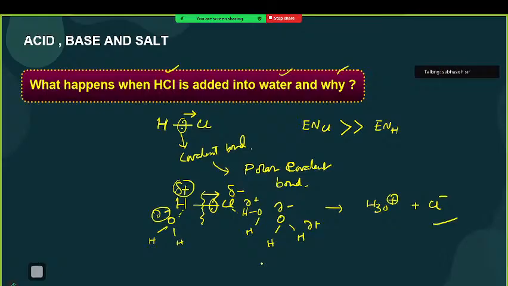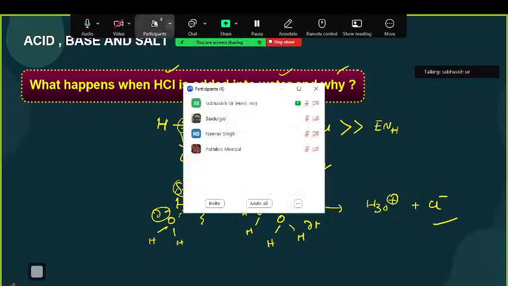Here you see that when HCl is added into water, the hydrogen part of the HCl is attracted by the oxygen part of water, and the chlorine part is attracted by the hydrogen part of water. After that, the bond between H and Cl breaks with the formation of H plus, which ultimately leads to the formation of H3O plus and Cl minus. That's why when HCl is added into water, it shows its acidic behavior. Is it clear why HCl shows acidic behavior in water? Is it clear to you?